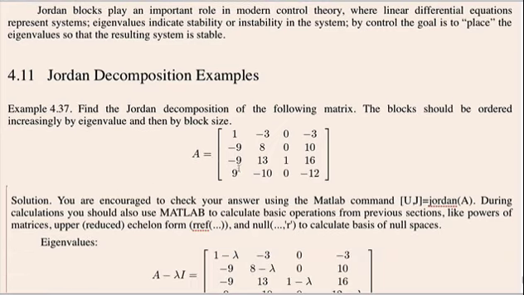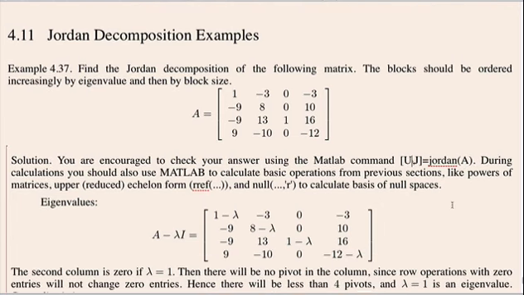So the solution. A 4 by 4 matrix, a lot of numbers already, a lot of things to calculate. You are strongly encouraged to check your answer using MATLAB commands. First of all, there is a MATLAB command to calculate the Jordan decomposition. It gives you the U matrix and the J matrix for the initial A matrix. You can check your answer with this command, but even during calculation, you should use MATLAB to calculate basic operations that we will need and that we already did in the previous sections.